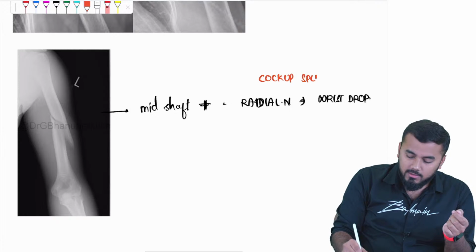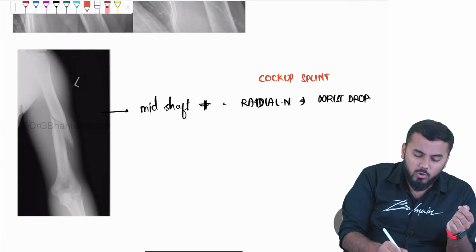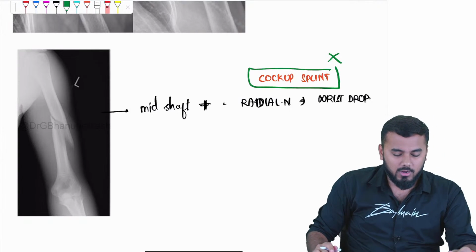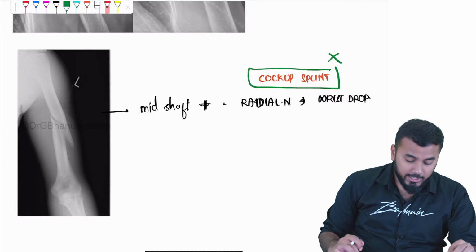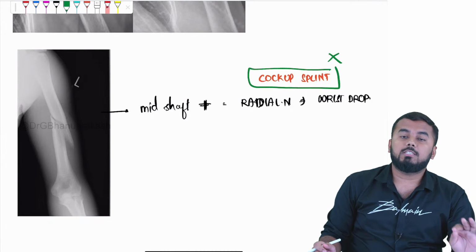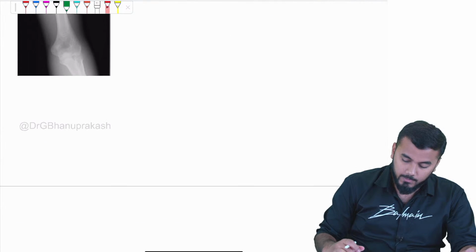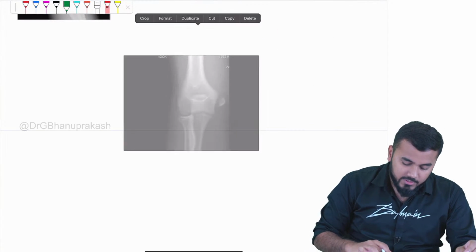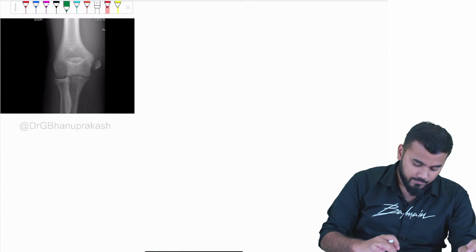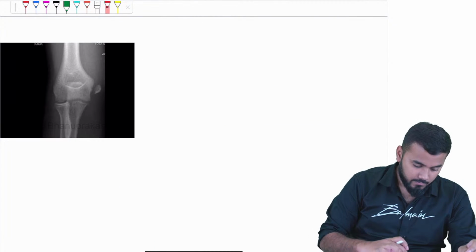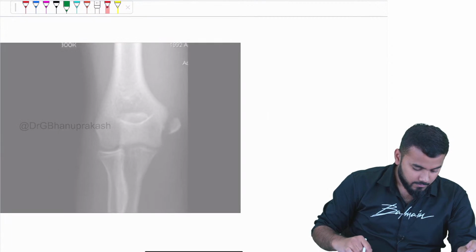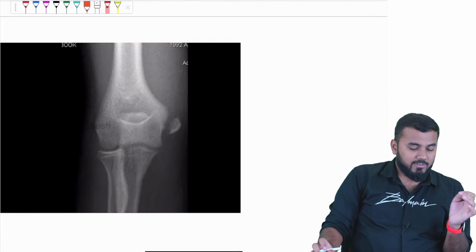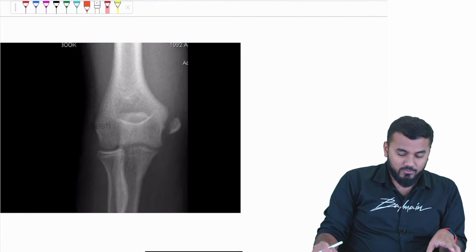Sir, do we really need to know what a cock-up splint is in case of anatomy? No, you need not know. I just told you for your knowledge. But do I need to know this X-ray? Yes, you need to know because they'll ask you definitely in anatomy. For FMG, they'll ask you splints, okay? I'll tell you, don't worry.